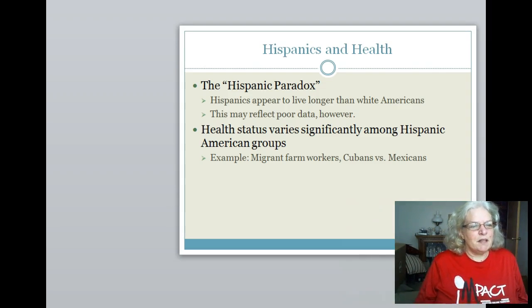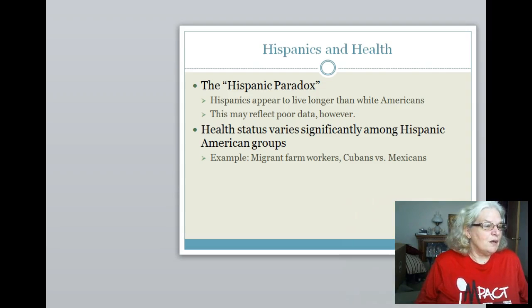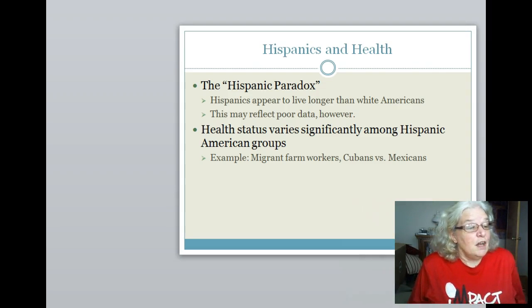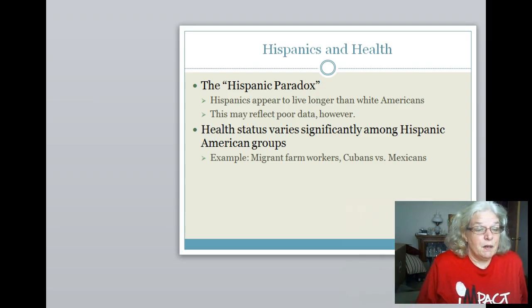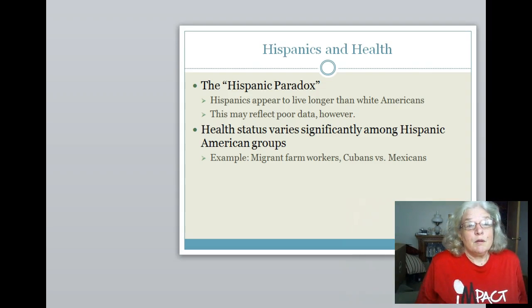But Hispanics appear to live longer than whites, and this may reflect poor data. However, there is a significant difference too, isn't there, within this population and who qualifies as part of it. So in looking at this data from the sociological perspective, why do Hispanics? Well, there's a structural support within the family that may be there, and there may be an access to more support than other ethnic diverse groups, right? As we start to explore it.